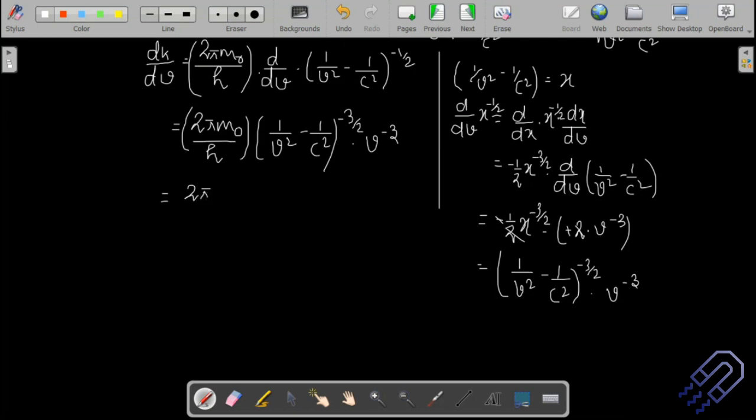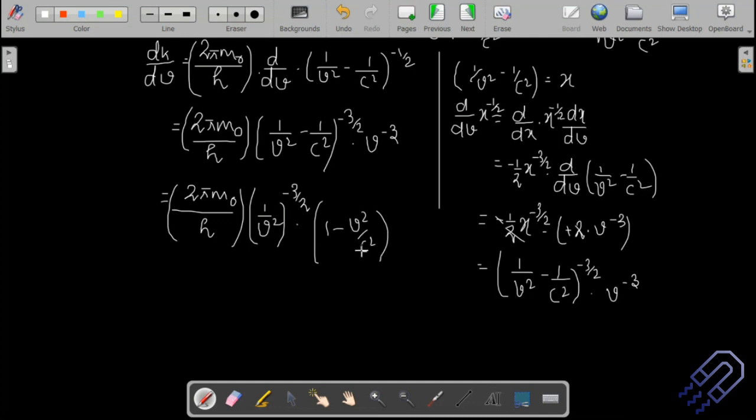2 pi m naught by h is there, and within this I can take this 1 by v square outside now. If I take it, the power will also come, so it is minus of 3 by 2 into 1 by v square taken outside, and inside what remains is my 1 minus v square by c square, right? So if I take it in, I get the same result. This is minus of 3 by 2 into v to the power minus 3, right? So if we do that, we can actually get our answer.